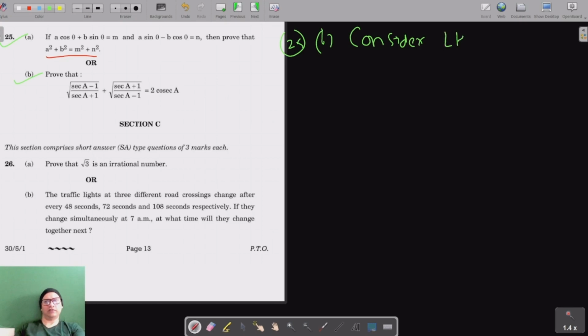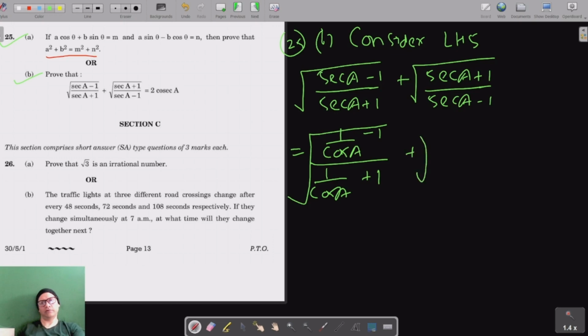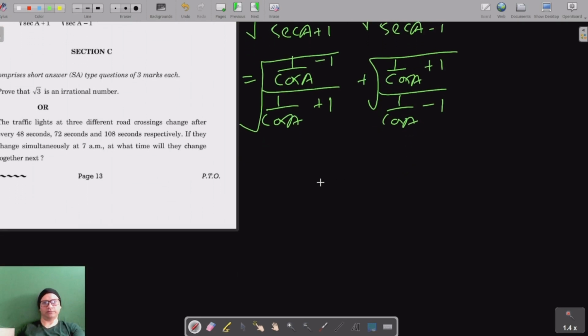Let's consider its left hand side, which is the root of secant A minus 1 upon secant A plus 1, plus the root of secant A plus 1 upon secant A minus 1. So secant A is 1 by cos A, so the root of 1 by cos A minus 1 upon 1 by cos A plus 1, plus the root of 1 by cos A plus 1 upon 1 by cos A minus 1.